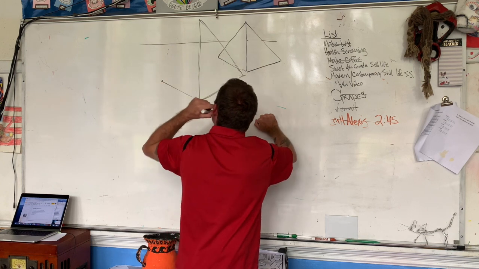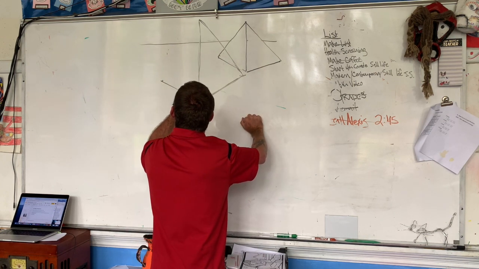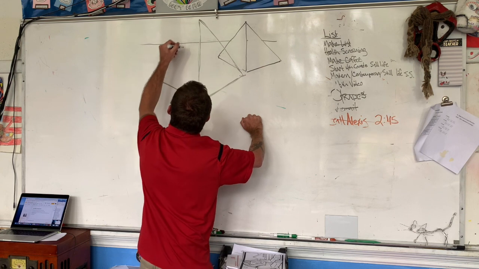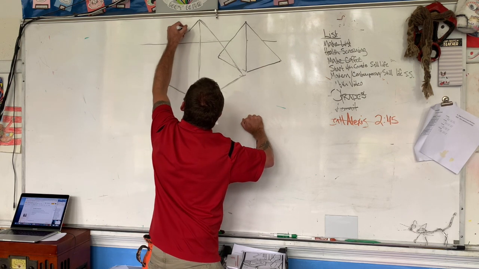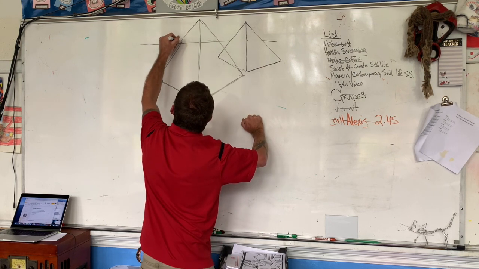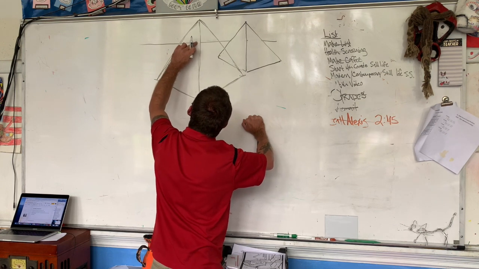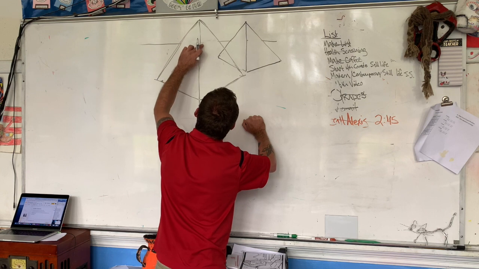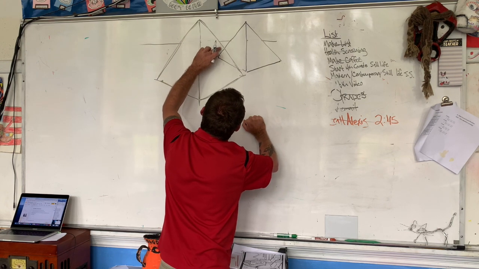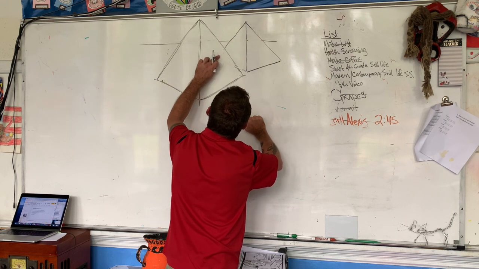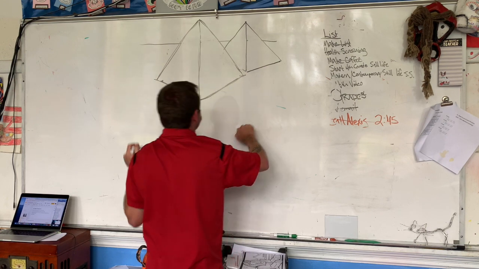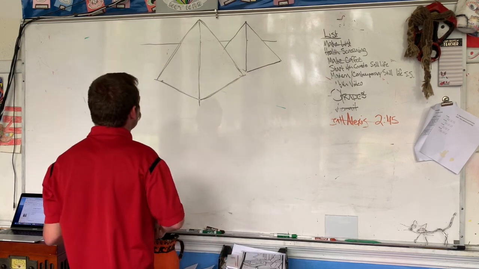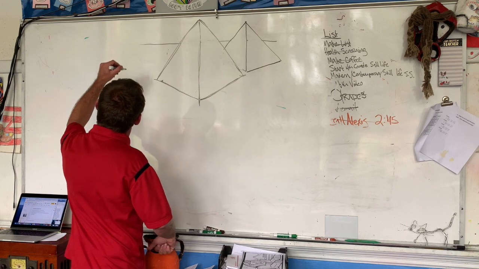So these things were made over 4,000 years ago, and they're made with blocks that weighed up to 80 tons apiece. Can you imagine? Some of these blocks had to travel 500 miles. Lots of work went into making these massive monsters. And I'm going to go ahead and do one more pyramid.